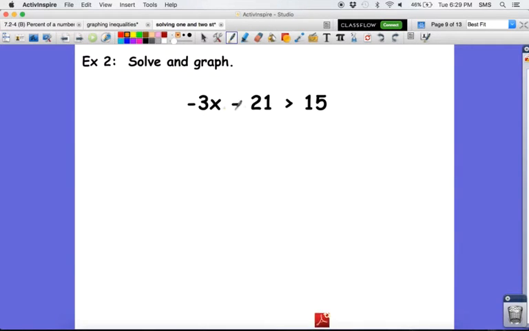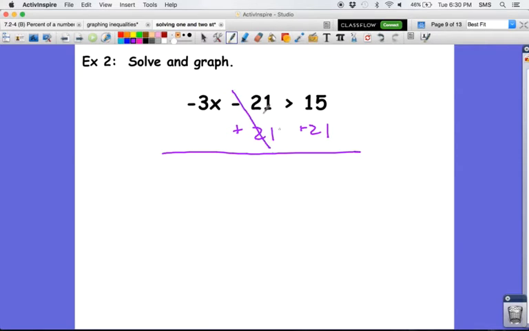So I have negative 3x minus 21 is greater than 15. So the first thing I'm going to do is I need to get my variable by itself, and I'm going to solve it exactly the same way as I solve an equation. So I have this minus 21 right here. So I want to get rid of my addition and subtraction before I worry about my multiplication and division. So to get rid of minus 21, I add 21. And I'm going to do it to both sides.